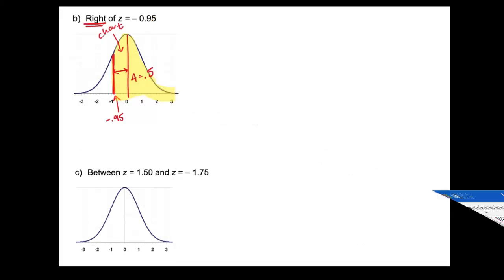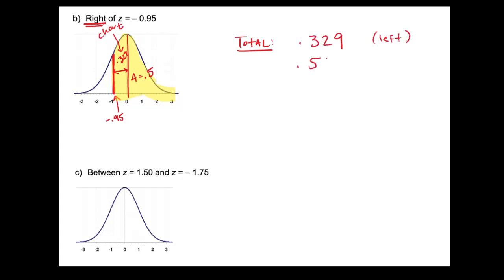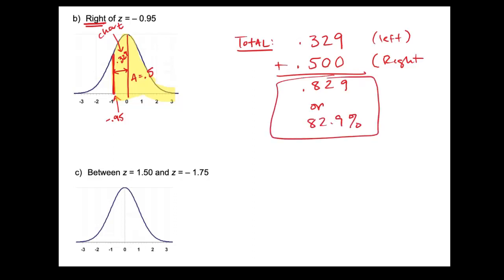So I'm going to go back to my picture. We've got an area of 0.329. So total, I'm going to add these together. I have 0.329 as the area on the left side, and then 0.5 or 0.500, that's the right side of the curve. Adding these together, I get a total area of 0.829, or 82.9% if I convert that to a percentage.